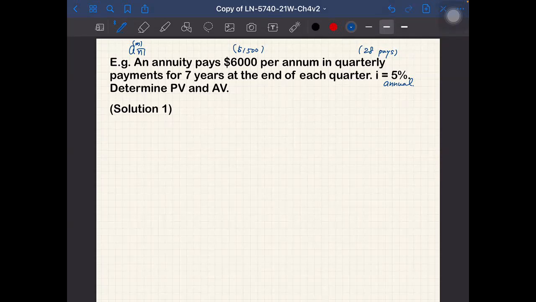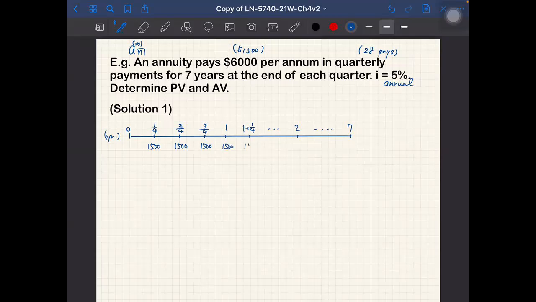Yeah, so the situation is this. We have 7 years. If we use the year as the time unit, then 1 quarter, 2 quarters, 3 quarters and so on, 1 and 1 plus 1 quarter, up to 2 and up to 7. For each quarter you get the $1,500, so $6,000 per year. The annual interest rate is 5%.